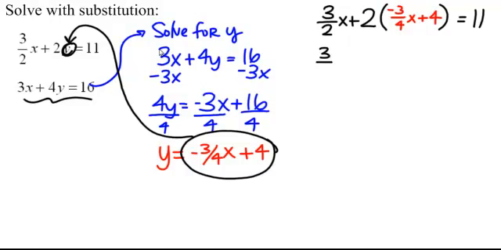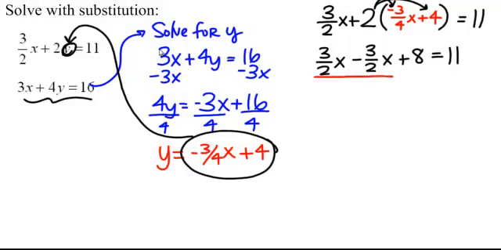So if we simplify to get rid of this parenthesis, if you do 2 times negative 3/4, if you type that in your calculator, it's going to spit out negative 3/2. There's still that x there. And then 2 times 4 is going to give us 8. And that equals 11. Now something magic happens here. 3/2 x minus 3/2 x goes away. This gives us 0. So we're left with a statement that says 8 equals 11.